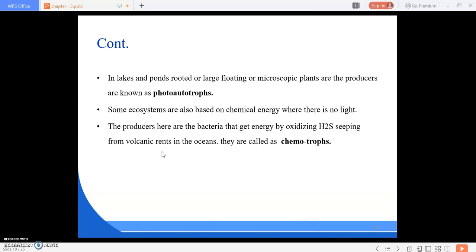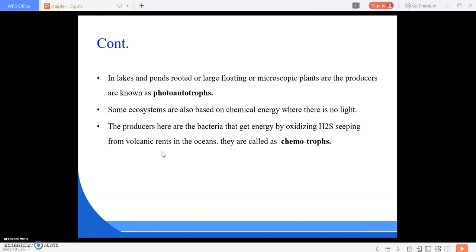Next one is our chemotrophs. Some ecosystems are also based on chemical energy where there is no light, because the trees are using light from the sun, and from that source they produce the food by the photosynthesis process. Okay, so next are the producers.